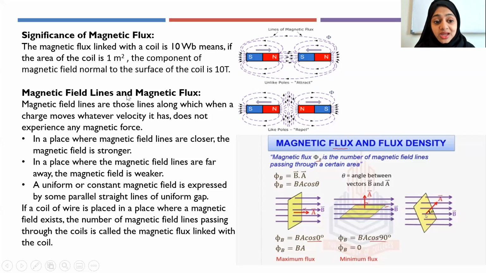Now, magnetic field lines, you have already learned the magnetic field lines, right? Magnetic field lines are those lines along which when a charge moves, whatever velocity it has, it does not experience any magnetic force. Can you tell me why, if a charged particle is moving along this line, it will not experience any force? That is how magnetic field lines are defined. Can you explain why it is so?